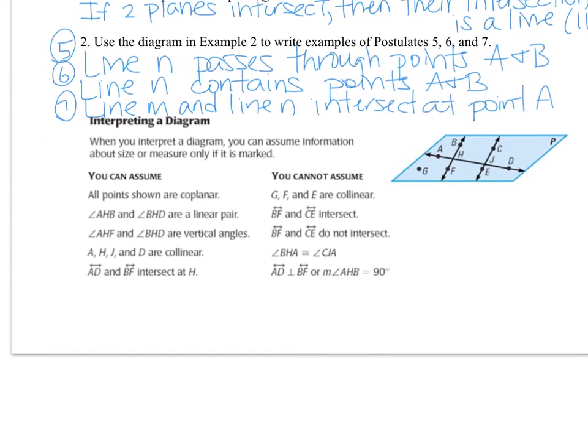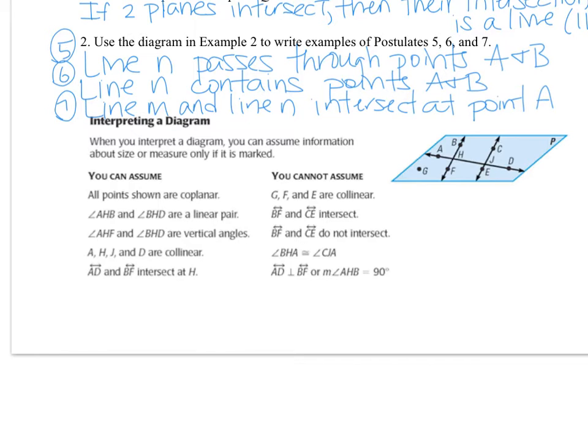Okay, so now we're going to interpret diagrams. Pretty much when you're interpreting a diagram, you just can't assume information based on what it looks like. It only can be what it is marked. Only what is marked. So you can read through this about the things that you can assume based on the diagram and things that you cannot.